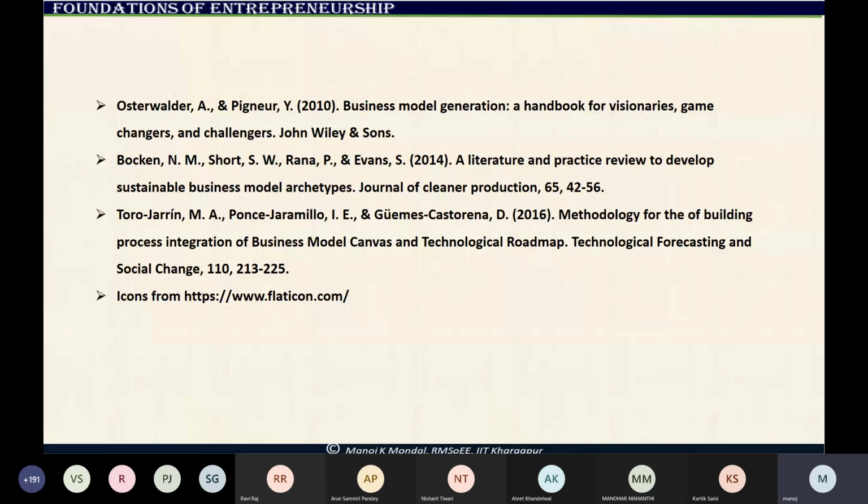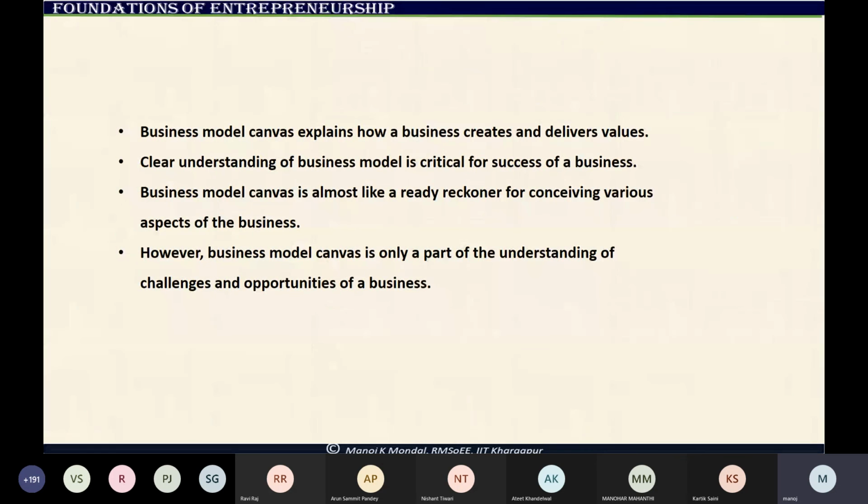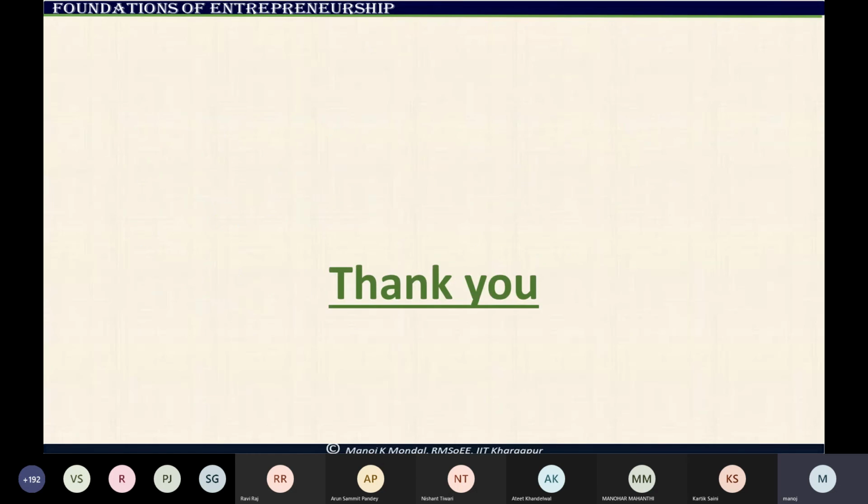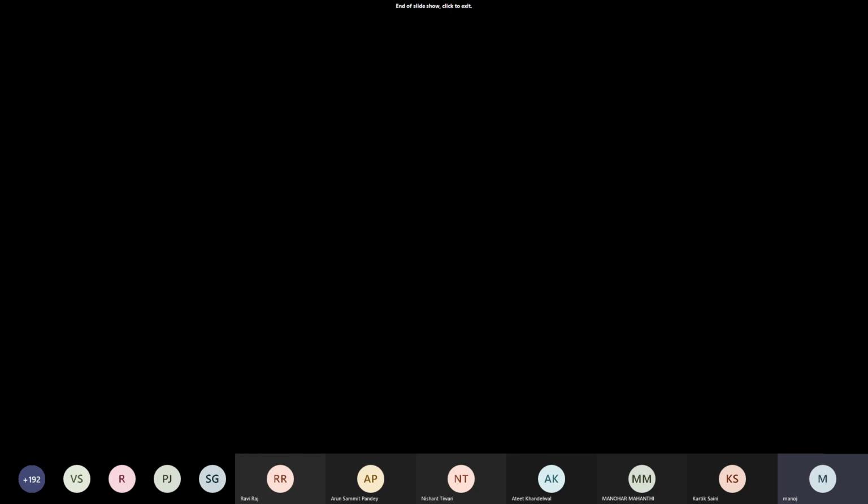That's it. So these are the references. Osterwalder, read this book. You can perhaps download it free, maybe. Then there are others. This is a summary of the thing. Business model canvas explains how a business creates and delivers value. Creating an understanding of the business model is critical for successful running of the business. Business model canvas is almost like a ready reckoner for conceiving various aspects of the business. However, it has limitations. Thank you.